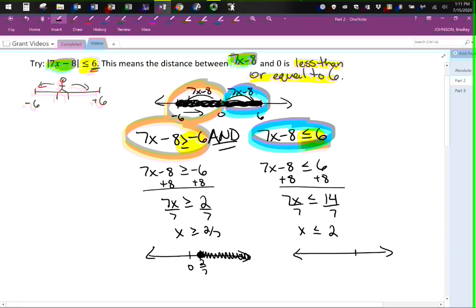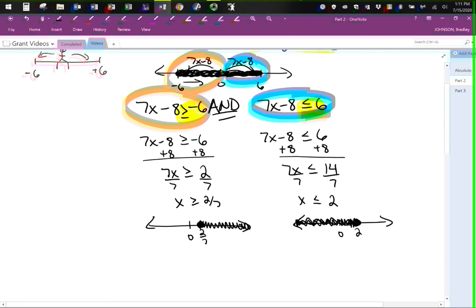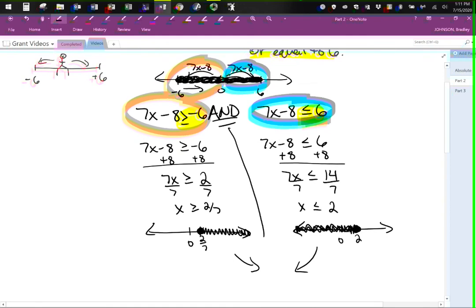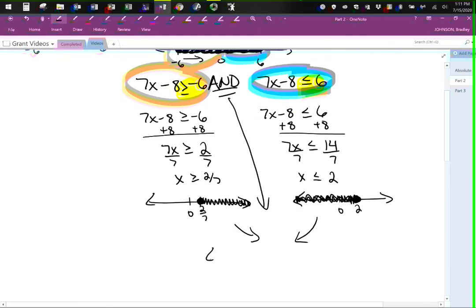And then here I'm going to mark 0 and +2. Okay, 2 is equal to, but it's less than or equal to 2, so I'm going to shade to the left now because of the less than or equal to 2. And then what I need to do is put these together, because remember this AND statement. It's this and this. So let's make one single number line and label 2/7 and 2.